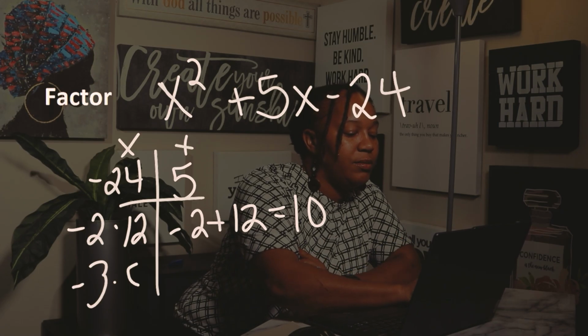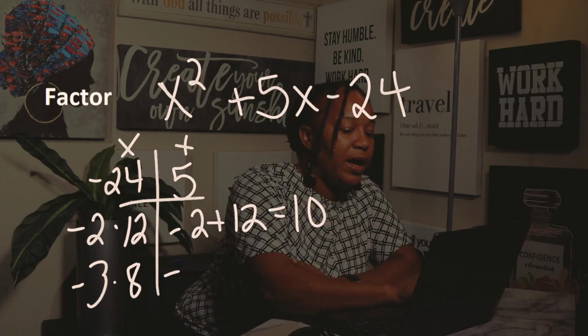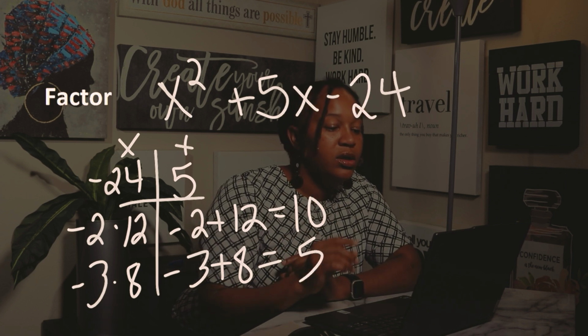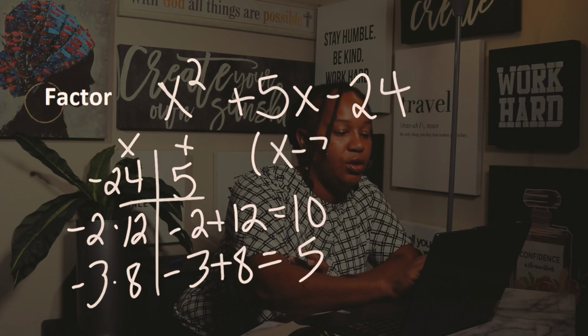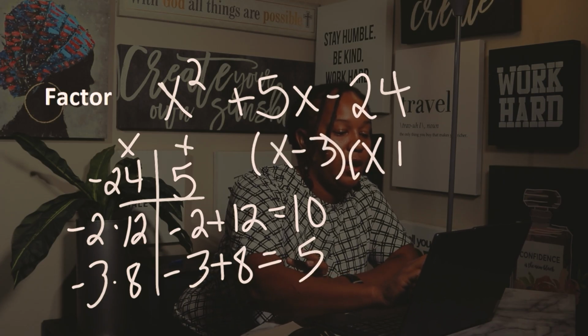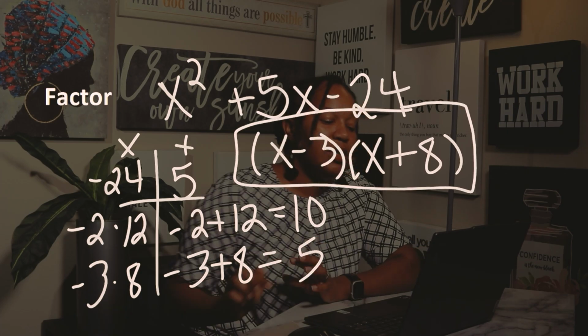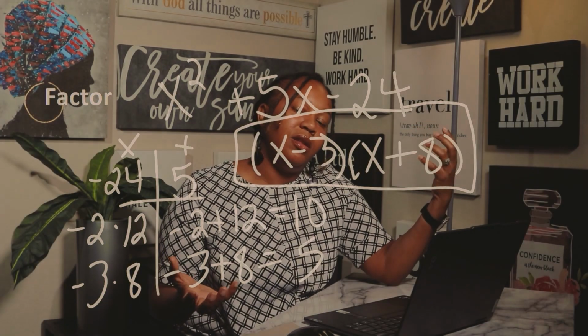Negative 3 times 8. Negative 3 times 8 is negative 24. And when I add those together, negative 3 plus 8, I get 5. Those are the numbers that I want. So those will give me my factors. So this will factor into x minus 3, x plus 8. And it's x minus 3 because the 3 is negative, and it's plus 8 because the 8 is positive. But that's all you do to factor that down.